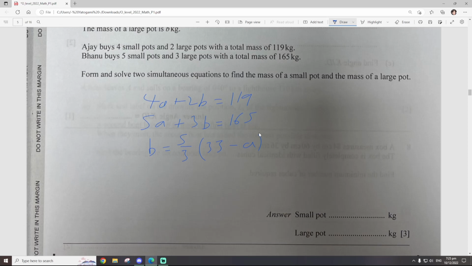Yes, okay, and we'll substitute this back into here, so we get 4A plus 10 over 3, 33 minus A equals to, well, 4 minus 10 over 3 is 2/3, 2 over 3A plus 110, which is 119. So A is 9 times 3 over 2, which is 13.5. And B is, you can solve it to be 32.5.